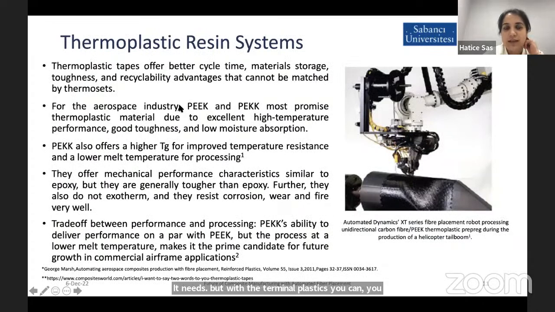With the thermoplastic, also for the aerospace industry, we have those PEEK, PAEK blends, which promote high performance aerospace grade material. So the thermoplastic resin and the AFP device came together with those high performance materials to tailor the future needs of aerospace materials.